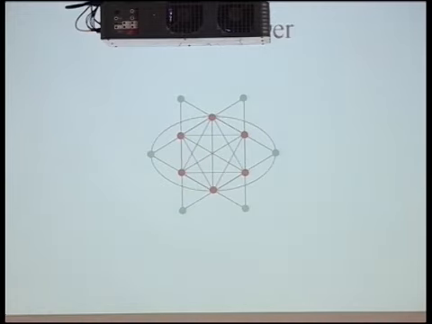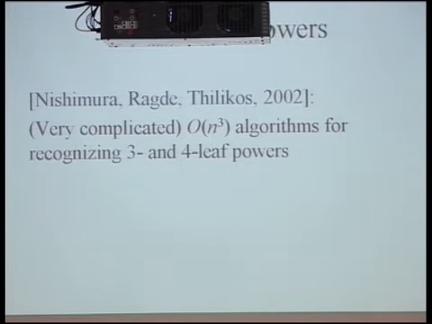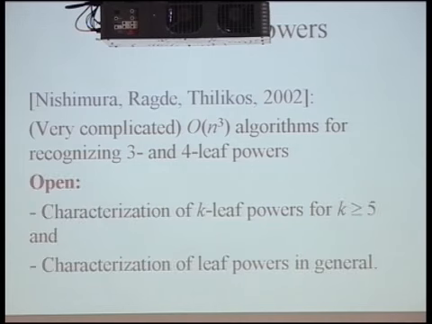You can construct other examples based on this principle. Now let's have a quick glance at 3- and 4-leaf powers. In the paper by Nishimura, Ragde, and Thilikos, 3- and 4-leaf powers were recognized in polynomial time, but the algorithms were quite complicated. There is a characterization of 3- and 4-leaf powers.